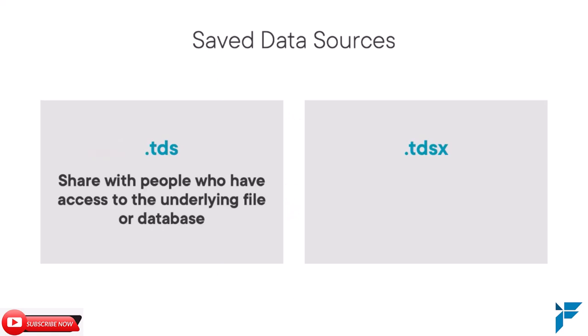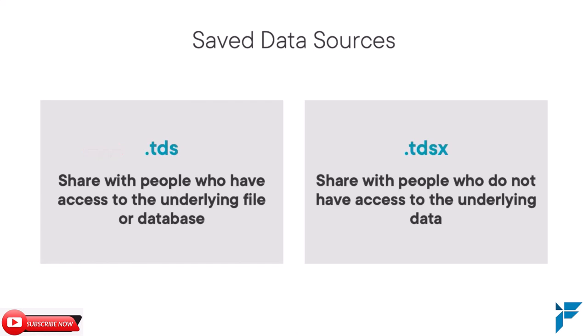However, you can save a data source in a .tdsx format when you have a need to share this with people who do not have access to the underlying data. Because a .tdsx file contains all the information in the data source or .tds file and a copy of any local file-based data, it is essentially a single zipped file.